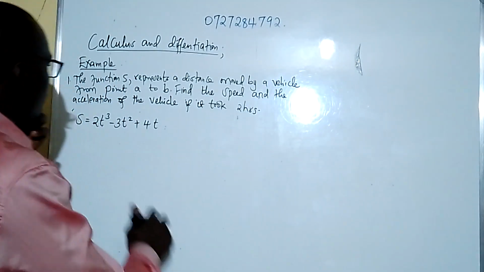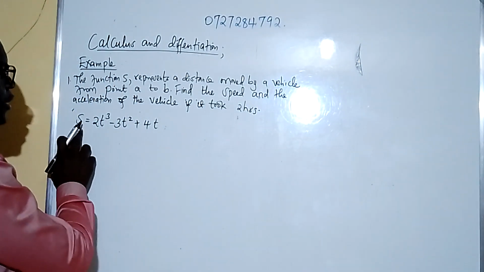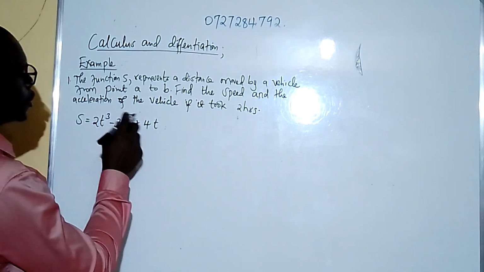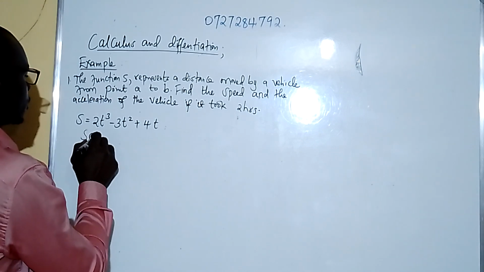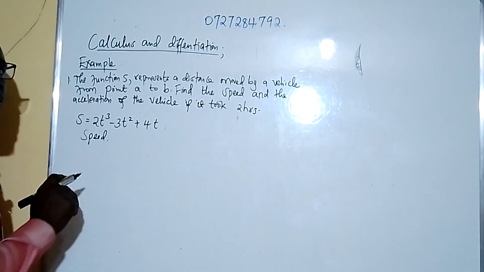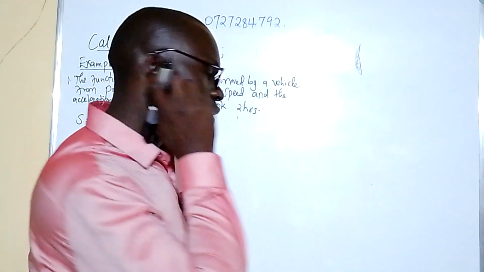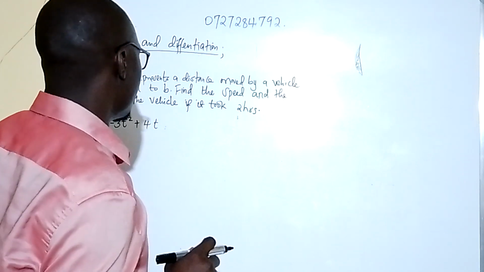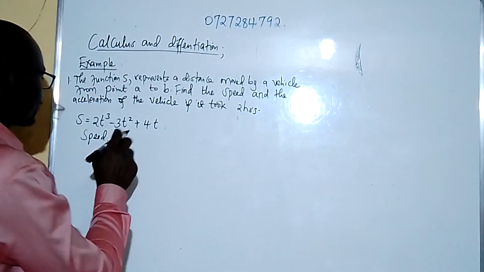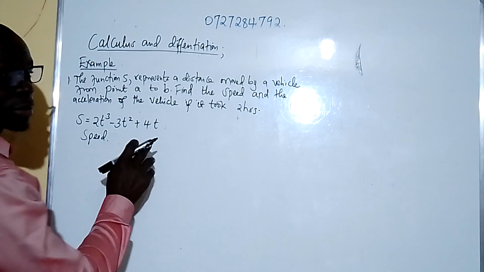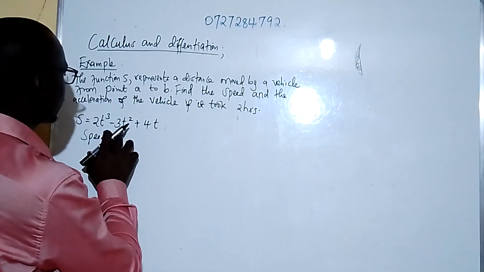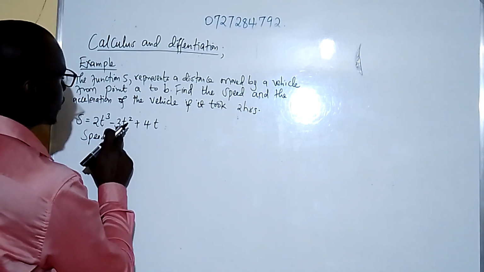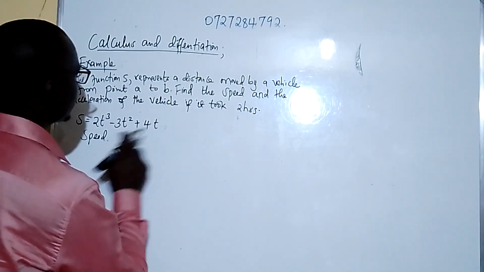So therefore, we have the function of S, which is our distance. And for us to find speed, we have to differentiate the function of distance so that we end up with the function of speed. So therefore, we are starting to differentiate this function here. We have the function 2t cubed minus 3t squared plus 4t.